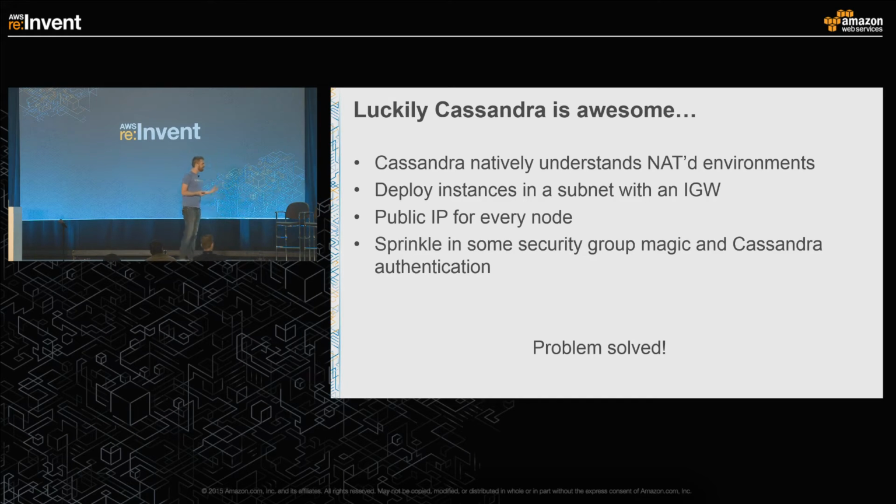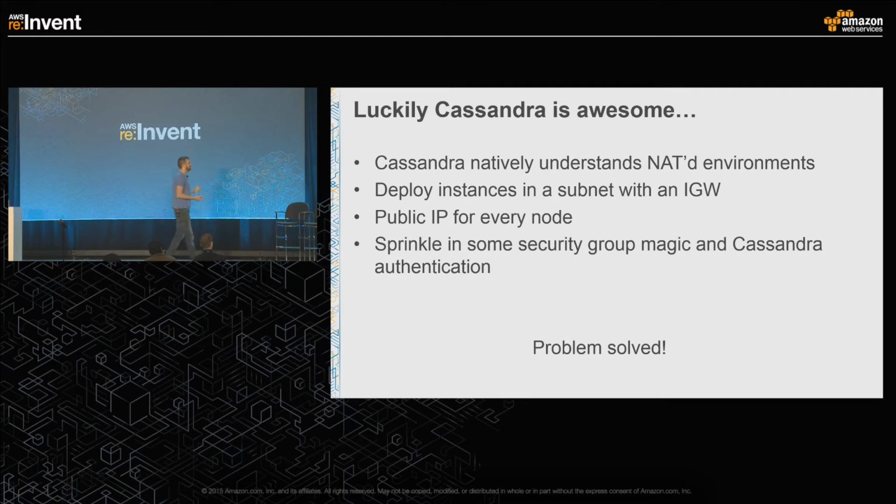Luckily, Cassandra's really good at this. Thanks to some great work by Netflix, it actually natively understands NATed environments. So that's where you have a public IP address that is then translated into a private IP address. Cassandra understands that, and it can broadcast its public IP address as the main contact point, but it can still do all its communication over its private IP.